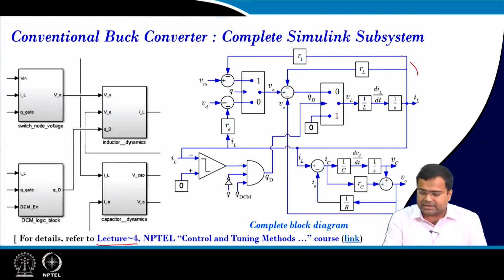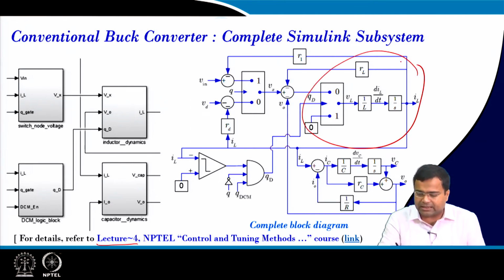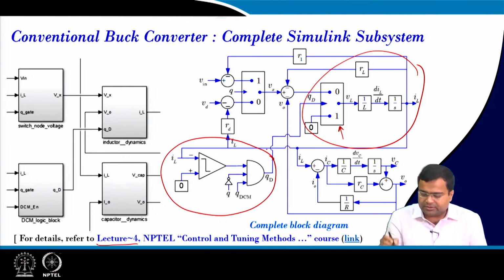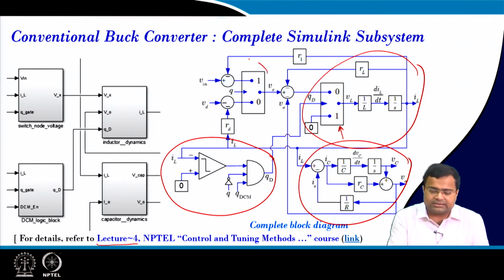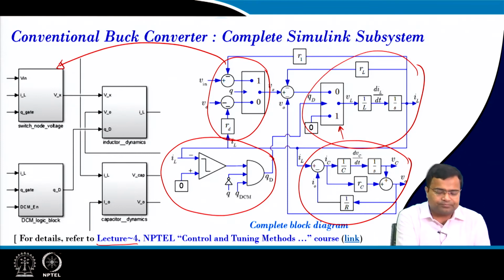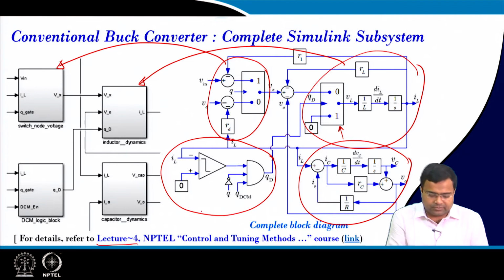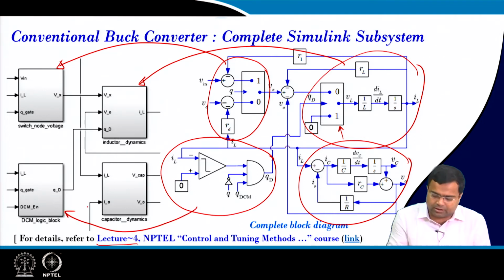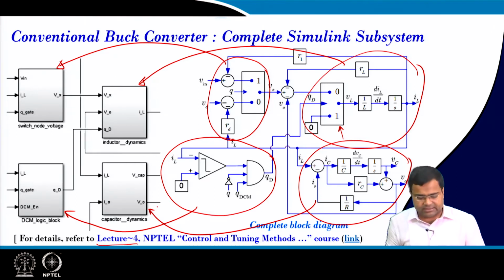Here is the inductor dynamics, and that includes the DCM. This is the DCM enable logic. This is the capacitor and the output voltage dynamics, and this is the switch node voltage. So this corresponds to this block, then this corresponds to this block, then DCM enable corresponds to this block, and this corresponds to this block. All the details can be obtained in lecture number 4 of this NPTEL course.